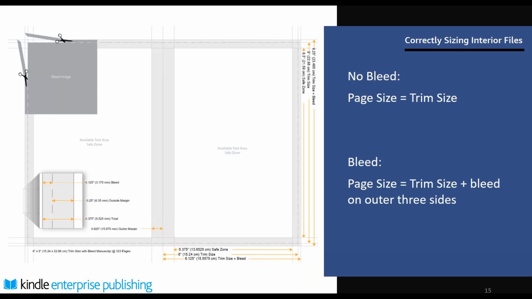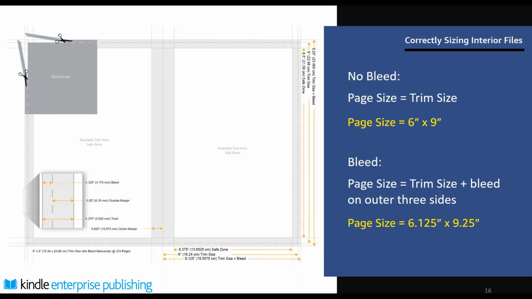Let's look at determining a book's correct interior dimensions using a trim size of 6 inches by 9 inches as an example. The interior file for a 6-inch by 9-inch book that includes no bleeding content should be sized at precisely 6 inches by 9 inches. A 6-inch by 9-inch book that does include bleeding content should be sized at precisely 6.125 inches by 9.25 inches.